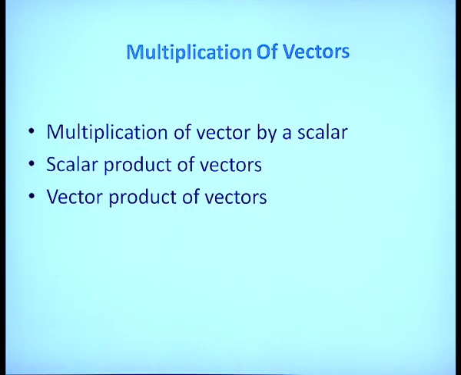Now, how can we multiply vectors? Multiplication of vectors can be of three types. Multiplication of vector by scalar, scalar product of two vectors, and vector product of two vectors. First, we will discuss about multiplication of vector by scalar.